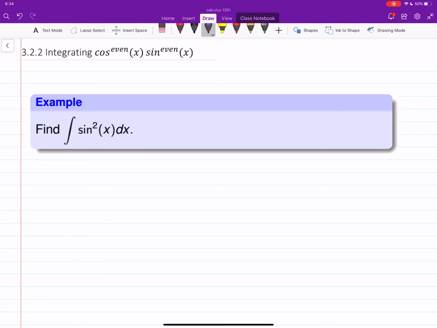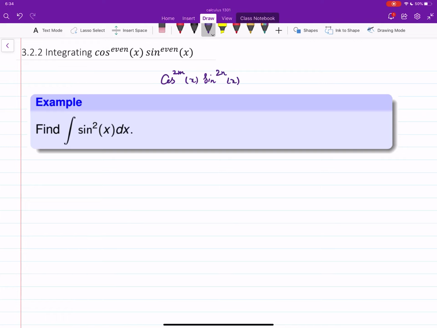Hello everyone. In this video we will learn how to integrate functions of the form cosine to the power of an even number times sine to the power of an even number.